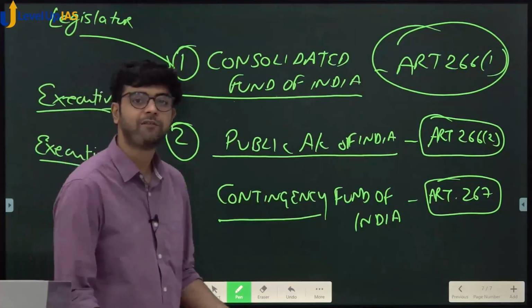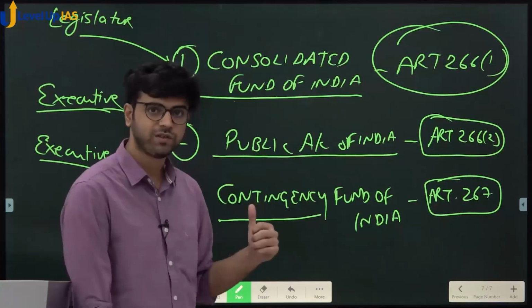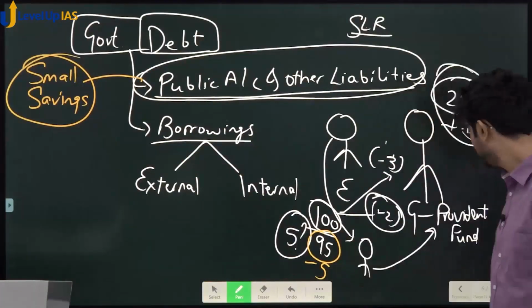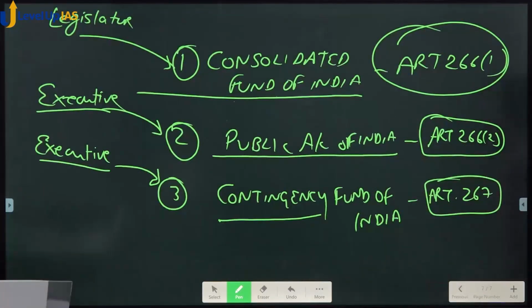Okay, the point which I wanted to make is all the small savings which we saw in the last slide, all these small savings which we saw, which is collected by the government. Where do you think it goes? In 1, 2 or 3, where do you think it goes?